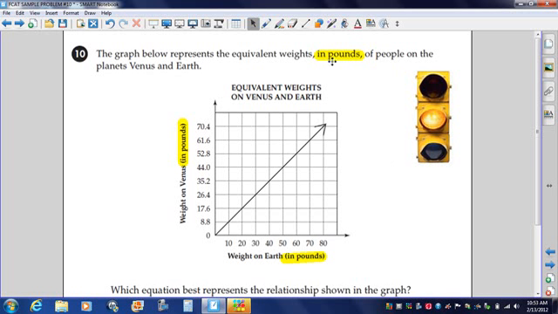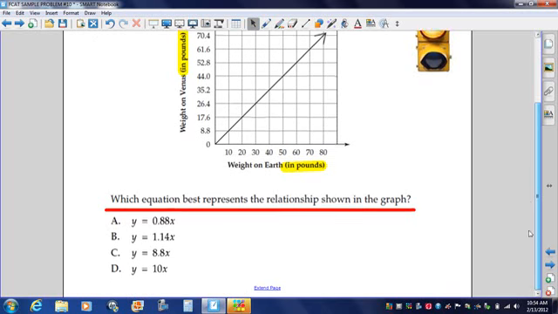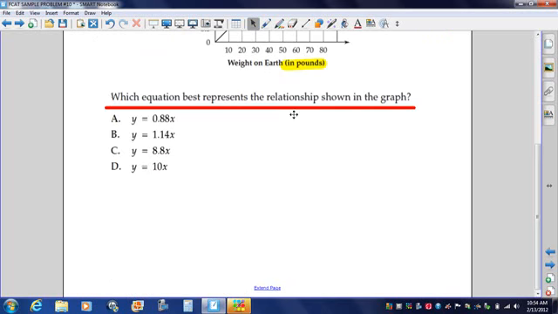So if you would, please underline or circle in pounds on your graph. Please underline, circle in pounds both on the y-axis and x-axis. Nice. And if you would, please underline the question, which equation best represents the relationship shown in the graph?